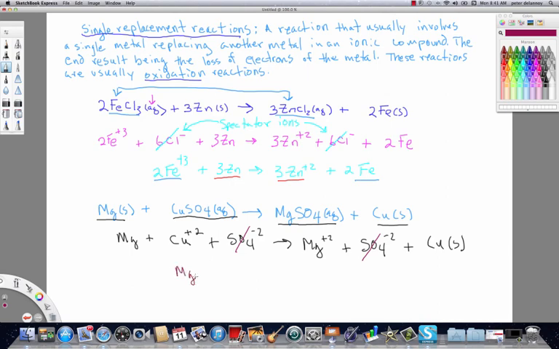It's going to be our magnesium plus our copper ion to produce magnesium ion and copper metal. All right, single replacement. So you can see what's happened is that the magnesium basically changes place with the copper, and we end up producing a new ionic compound and a new metal in the process.